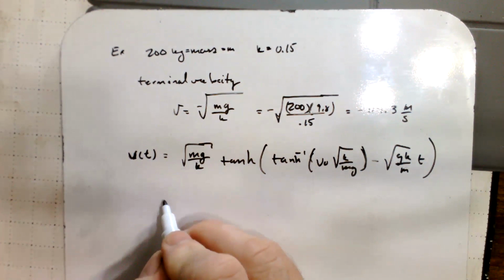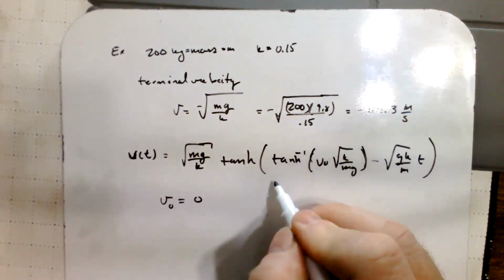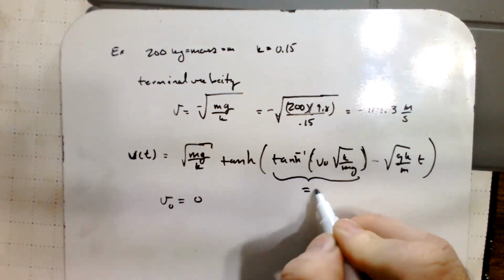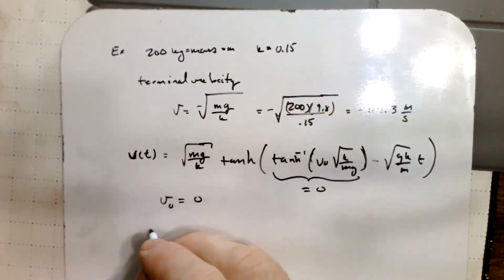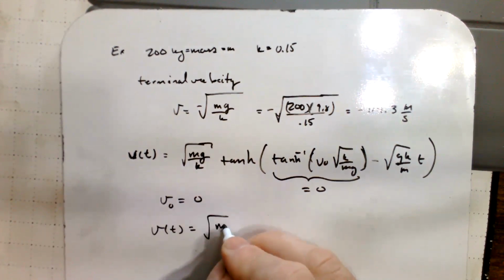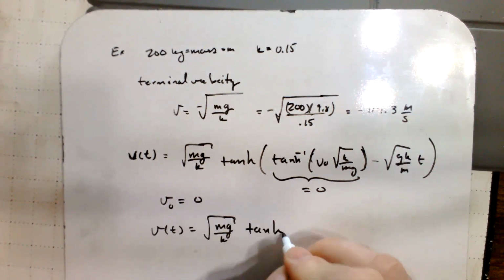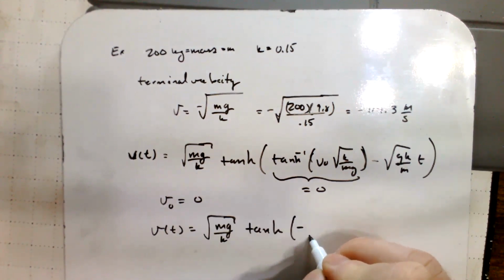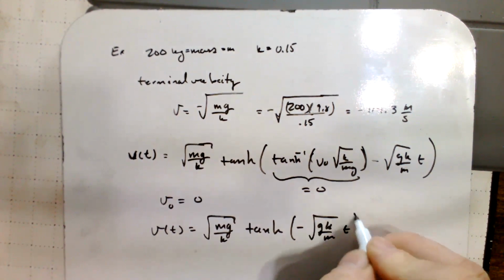Note that we're assuming, since it's not explicitly stated, that v0 is equal to 0, which means that this term actually is equal to 0. So we won't need to input that into the function, which greatly simplifies v of t. That's going to be the square root of mg over k, tanh of negative square root of gk over m times t.